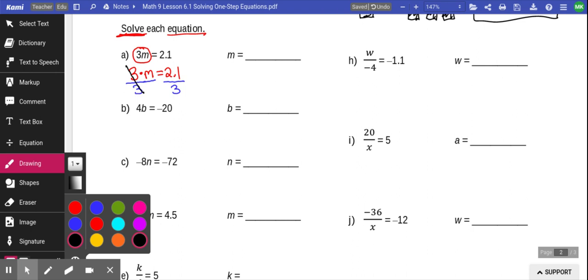We're just going to do that with our calculator. So it's going to be a decimal, and that's okay. We're going to do 2.1 divided by 3, and we're going to get an M value of 0.7.